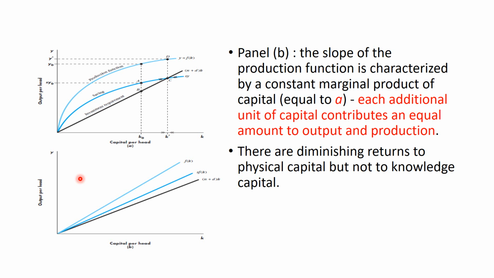In terms of the diagram, what we do here is contrast neoclassical growth theory, the top diagram, with endogenous growth theory, the bottom diagram. Just to remind ourselves what's going on, we're measuring capital per head on the horizontal axis and output per head, or living standards, on the vertical axis.